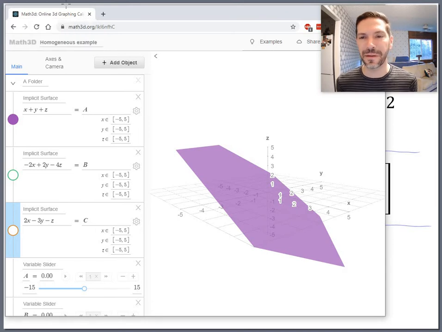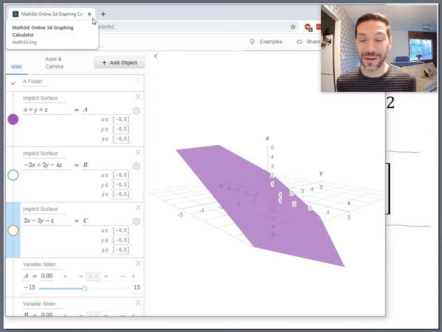Desmos is a lot of people's favorite online grapher. Desmos doesn't do a great job with 3D graphing, unfortunately. So this is another graphing website called math3d.org. So far, it's the best one I've found for graphing three-dimensional equations.